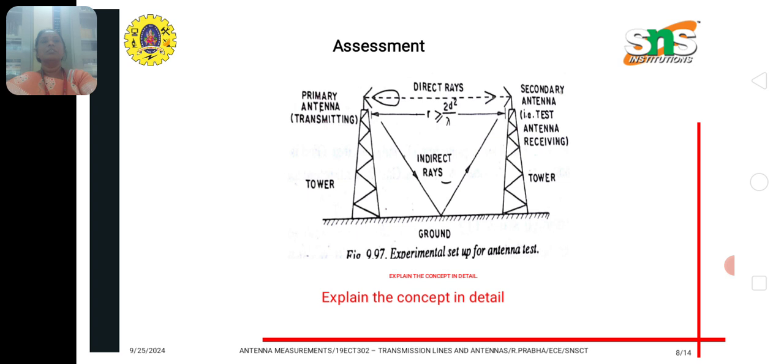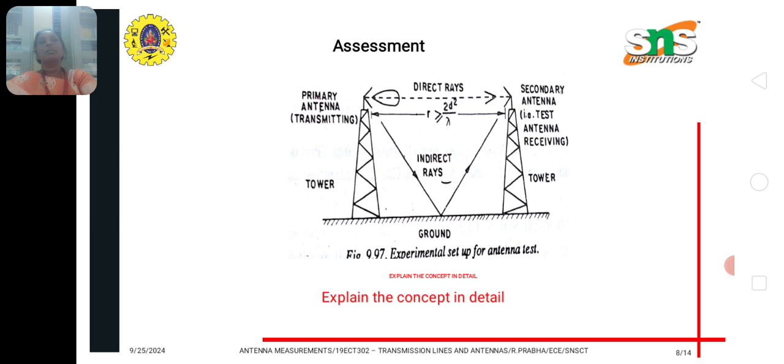Assessment question. This is the diagram. We have to explain the concept in detail. There is a primary antenna and a secondary antenna for radiation pattern measurement, and there are two rays, direct rays and indirect rays. The total radiation is the addition of these two rays, and we measure the radiation at the receiving side, that is the antenna under test. If we plot the polar graph, we get the total radiation pattern, and here the antenna under test may be used as a transmitting antenna and also as a receiving antenna. So in both ways we can take measurements.